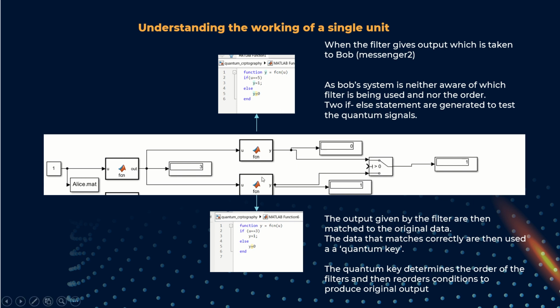So when Bob uses this trial and error approach, he's going to get two types of data, 0 and 1. So we're going to match this data with the original data, and we're going to choose between these filters in the switch, the one which matches the original data, as this one's matching the original data and it's giving out 1. So the output given by the filters which are matched correctly is used as the quantum key. The quantum key determines the order of the filters and then reorders the conditions to produce the original output.